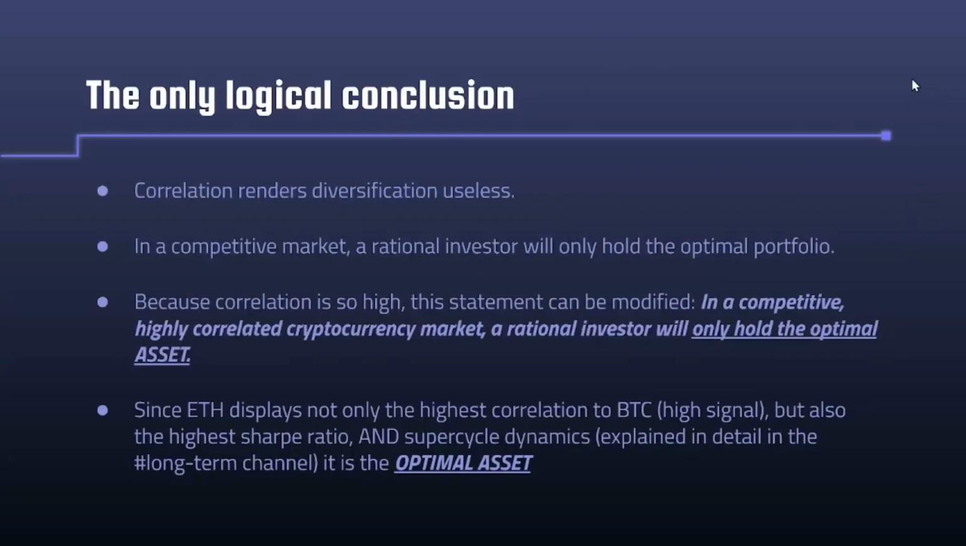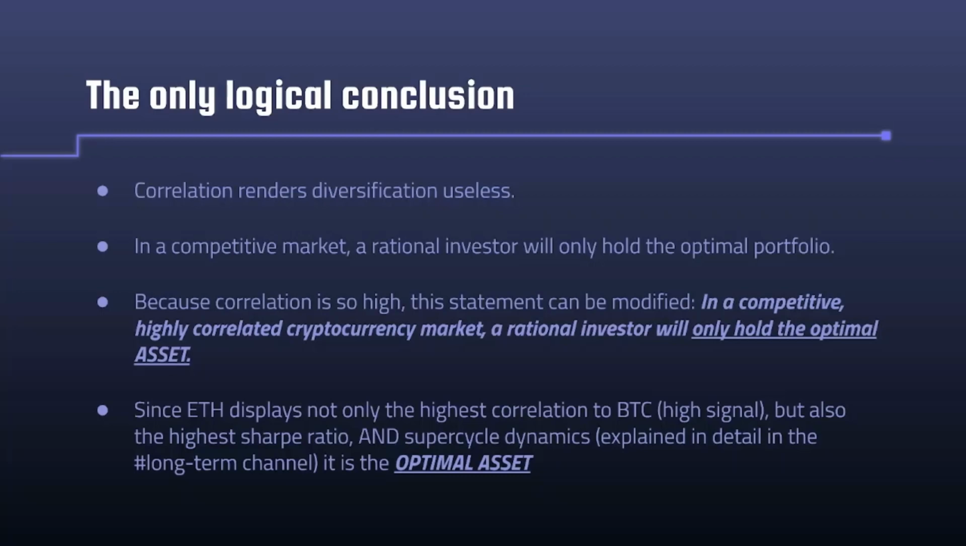So, the only logical conclusion. Correlation renders diversification in the cryptocurrency market mostly useless. In a competitive market, a rational investor will only hold the optimal portfolio. Because correlation in the cryptocurrency market is so high, this statement can be modified. In a competitive, highly correlated cryptocurrency market, a rational investor will only hold the optimal asset.